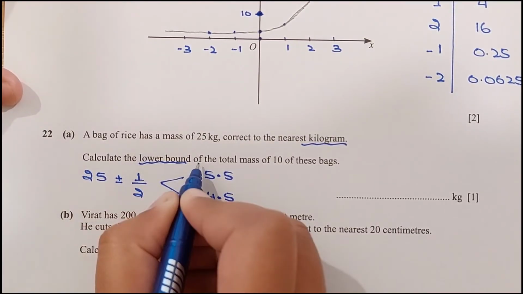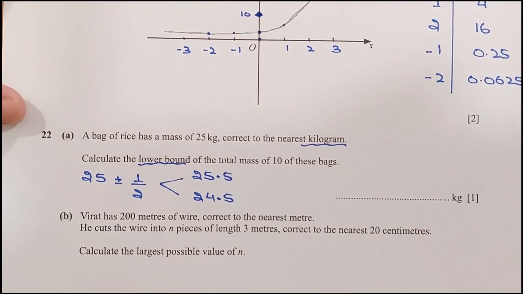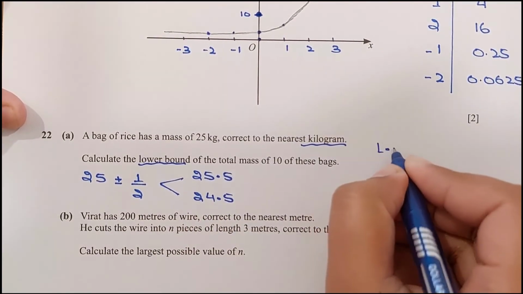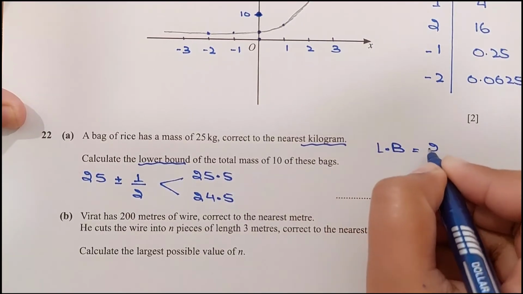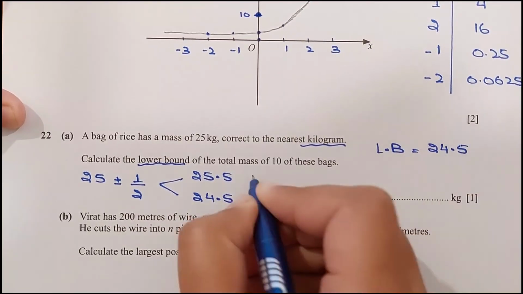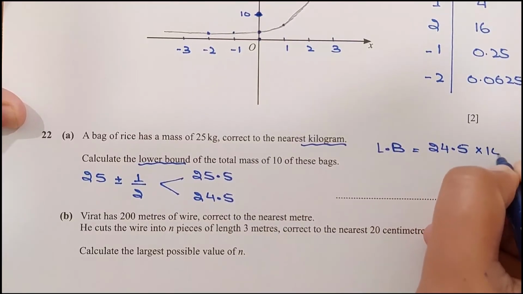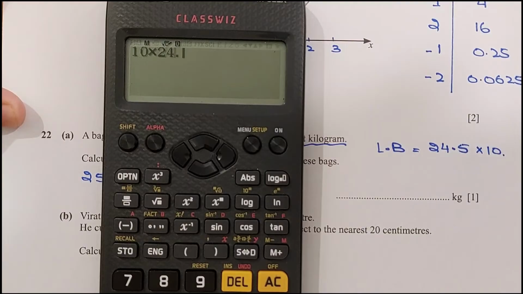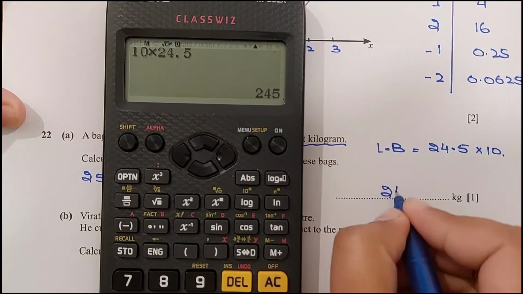So we have to work out the lower bound of the total mass of 10 bags. The lower bound of the mass of one bag is 24.5, and the lower bound of the mass of 10 bags is times 10. Okay, simplify: 10 times 24.5 is 245 kilograms.